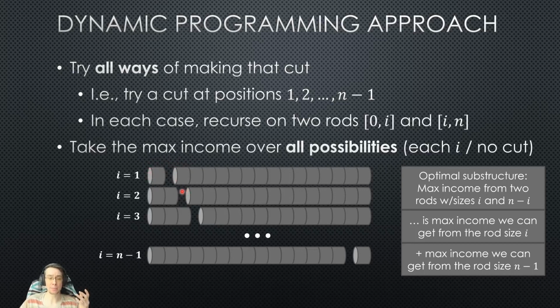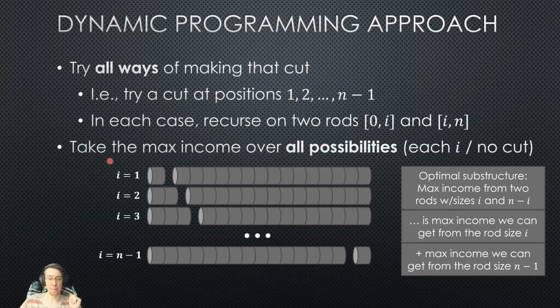Then we'll try cutting at I equals 2, and we'll recurse on the left and right halves and see what income we get. And then we'll try cutting it at index 3, and so on and so forth. We'll try cutting at every single index. We're making a single cut, and we're trying all the different possibilities for locations for that single cut. And for each of those possibilities, we're recursing on the two rods that we're left with after the cut. One of them of length I, that goes from 0 to I, and the other one of length n minus I, that's the remaining piece that goes from index I plus 1 up to n.